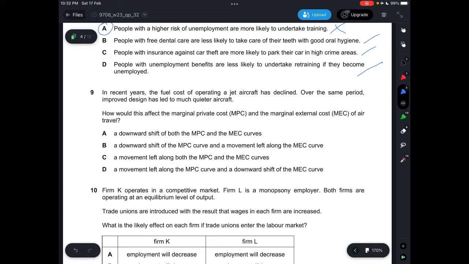If you look at A, it says a downward shift of both the MPC and MEC curves. This is correct. Everything else is incorrect because for MEC it says movement left, meaning there's a movement left along the MEC curve. The marginal external cost will look something like this. Movement left would be something like this. So the best answer here would have to be a downward shift of both the MPC and the MEC curves. So the answer is A. Also, the fuel cost of operating a jet aircraft has declined, meaning that the company will buy more of the fuel, and that's why it is a downward shift instead of a movement.